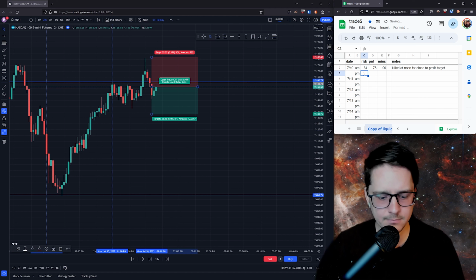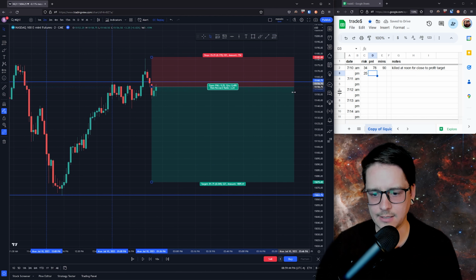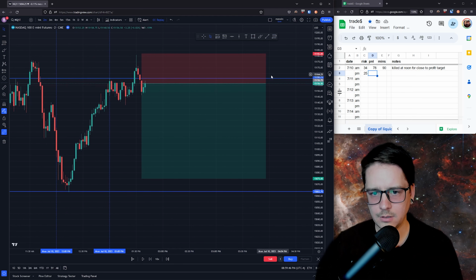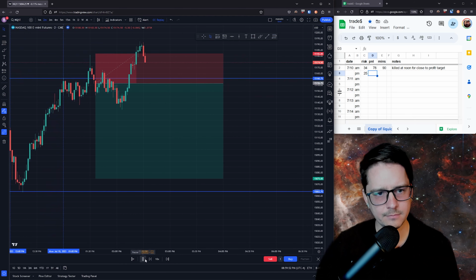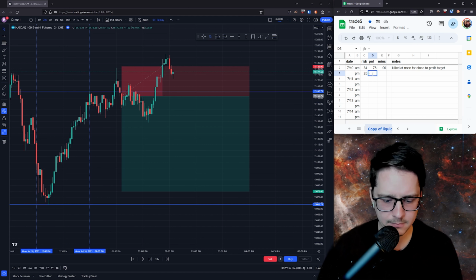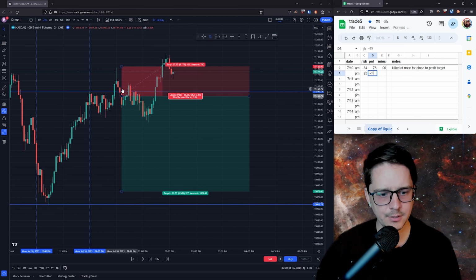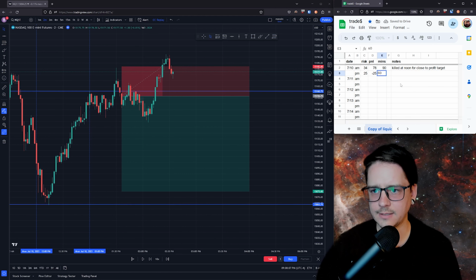So risking 25 points, and then targeting sell side, and we stretch this out to 4 p.m. So we got hit right there. So minus 25 for the P&L. That took 130 to 220, so about an hour. There's nothing else to write down for that.